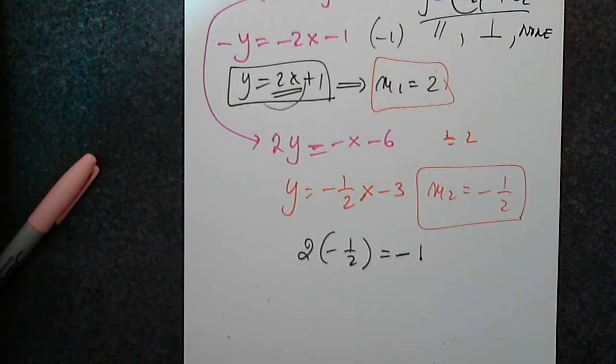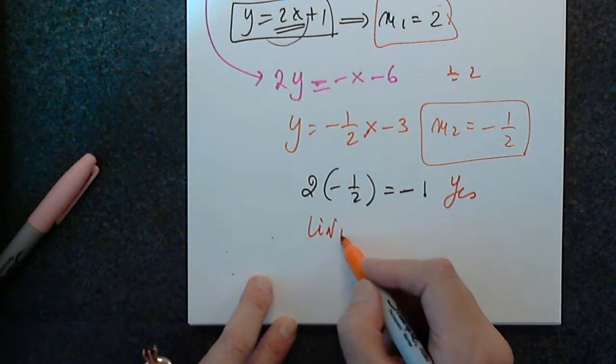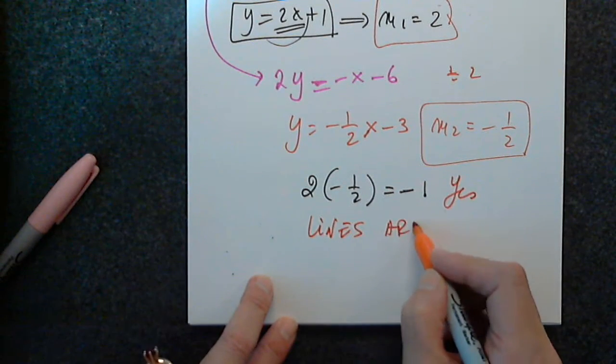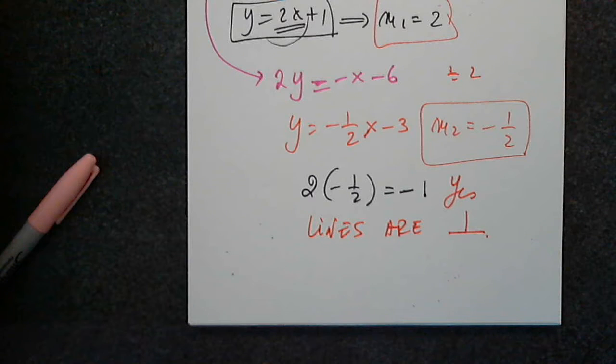Is this product -1? Yes. Therefore, the lines are perpendicular. This is the symbol for perpendicular. Questions?